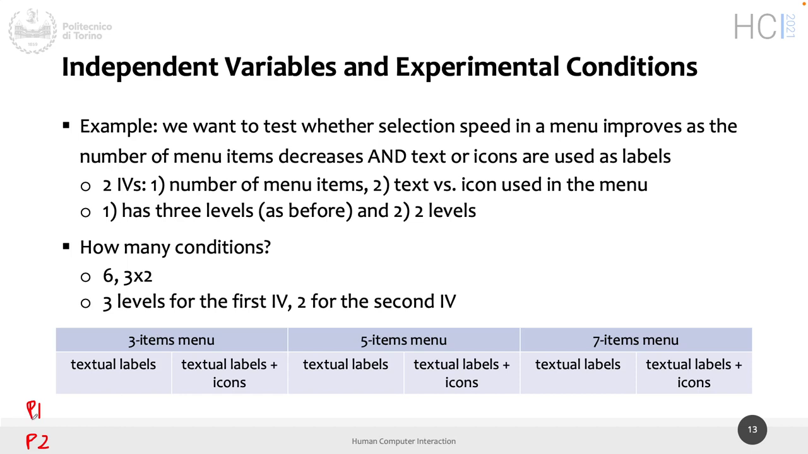Let's do this in this linear way. We will see that this is not the only way to do this. But just for the sake of this example, let's do this in a linear way. So you are the facilitator, and you are going to give participant number one, first of all, the 3-item menus with text only labels, first experimental condition. And participant number one will do a task, or a set of tasks, let's say one task only, just for simplicity. And the task is to select the last element of the menu every time.